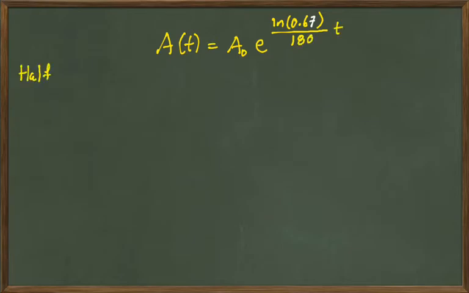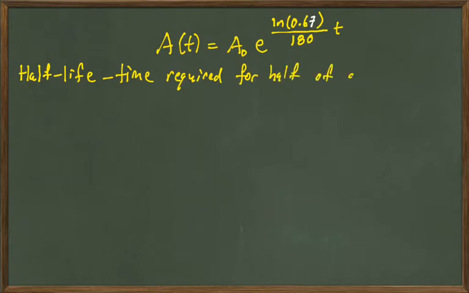And so let's talk about the half-life. The half-life is the time required for half of a substance, whatever it is, to decay or to go away. So how long does it take for half of the substance to decay? Which means we have 50% of it left.